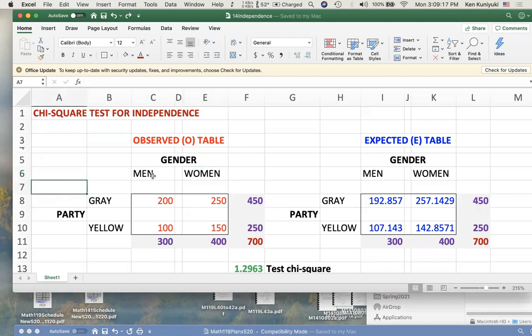Now we're asking not so much directly men versus women or gray versus yellow. Really, we're asking more about the relationship between these two variables. Although it is true that in the 2x2 case, this really does boil down to a test for two proportions. That is actually true.